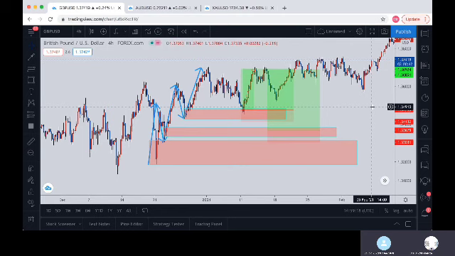Okay. So basically, when it breaks through the previous volume zone, you just go to the volume zone that was before that one.